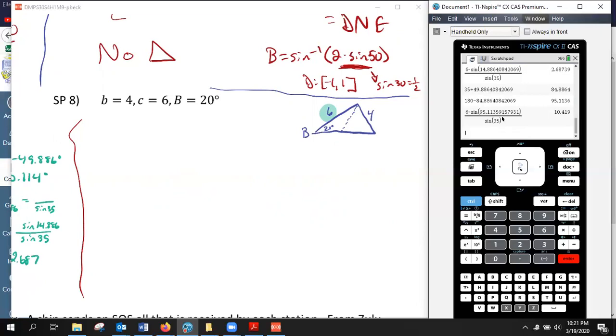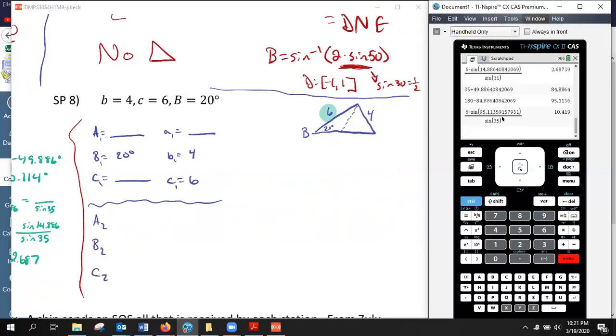So let's go ahead and set up our situation. I don't know angle A. I do know angle B is 20. I don't know angle C. Side A is, I don't know. Side B is 4. Side C is 6. And because we're going to have two triangles here, we're going to label those all 1s. And then we're going to have triangle 2: A2, B2, C2. B2 is 20 degrees. C2 unknown. Little a2, don't know. Little b2 is 4. Little c2 is 6.